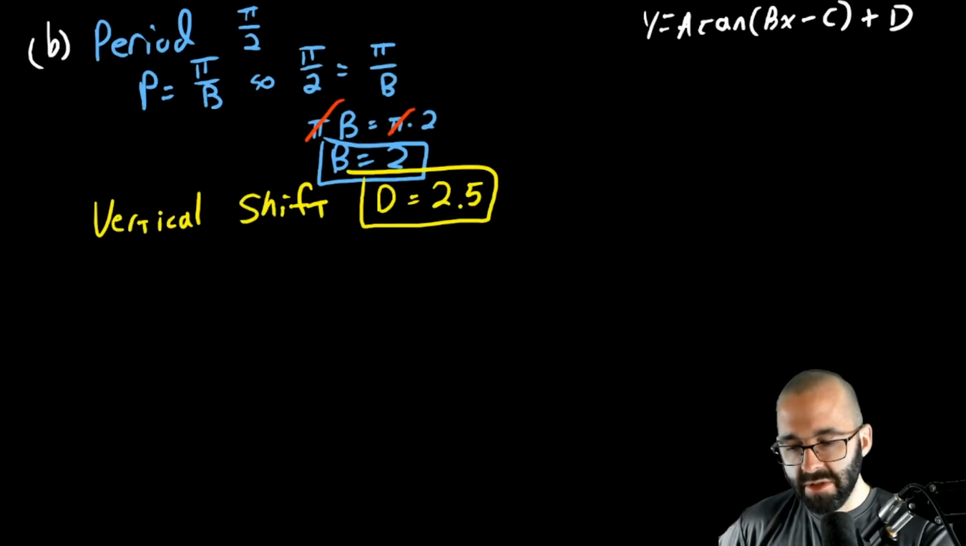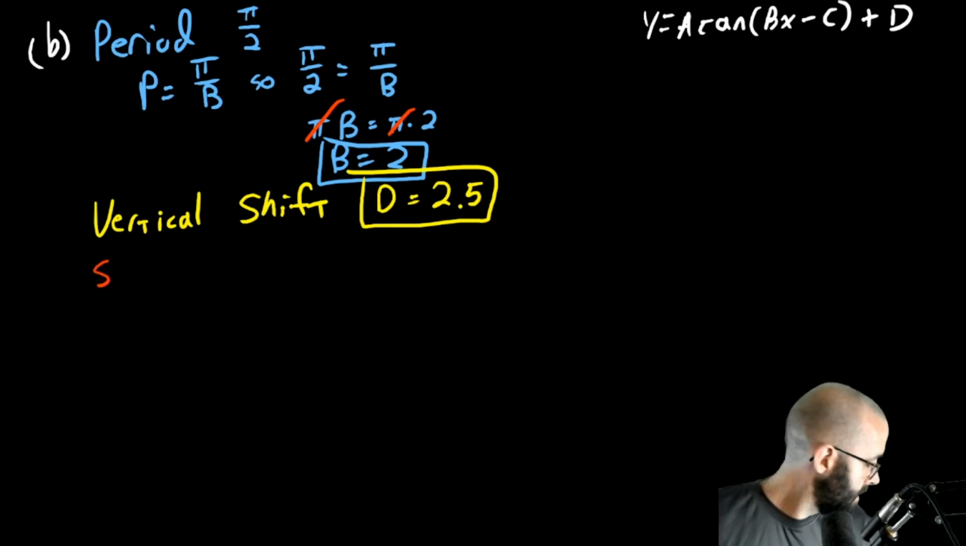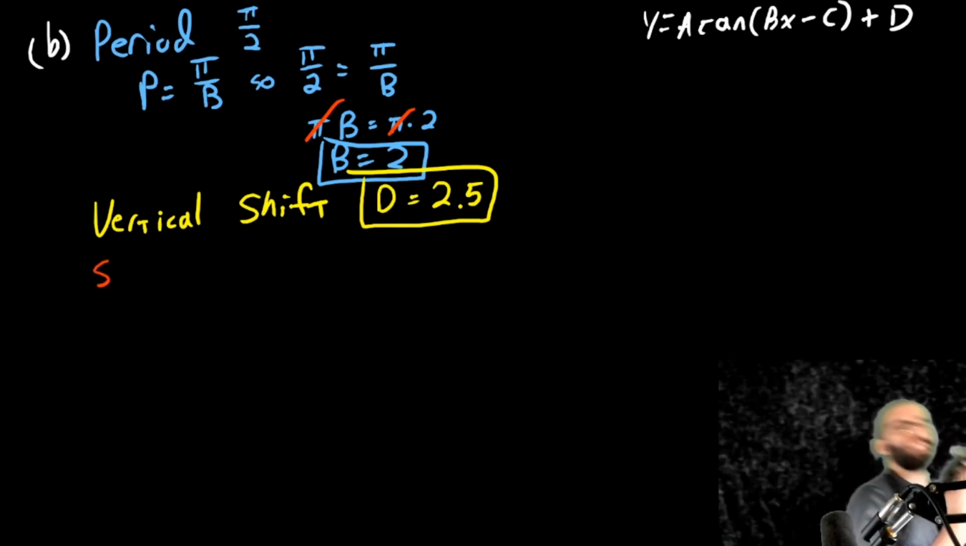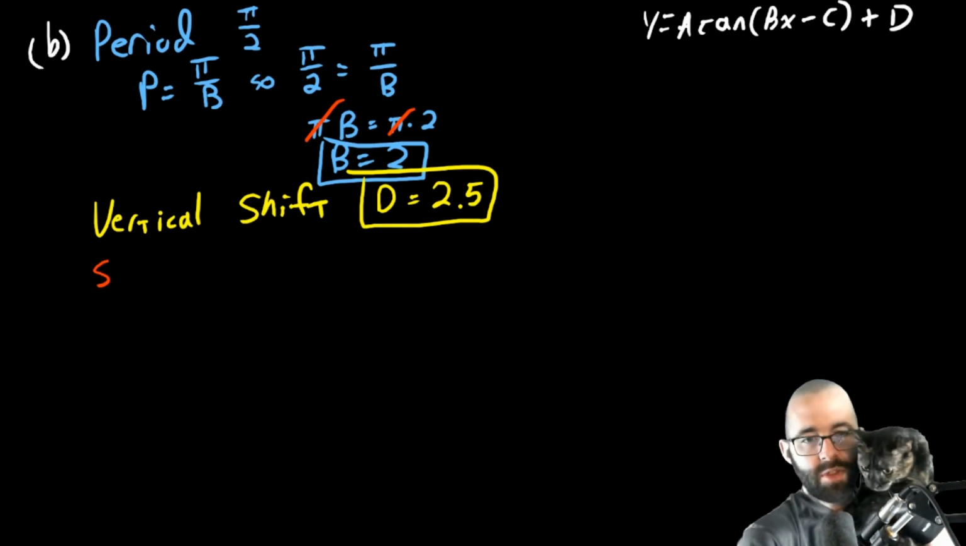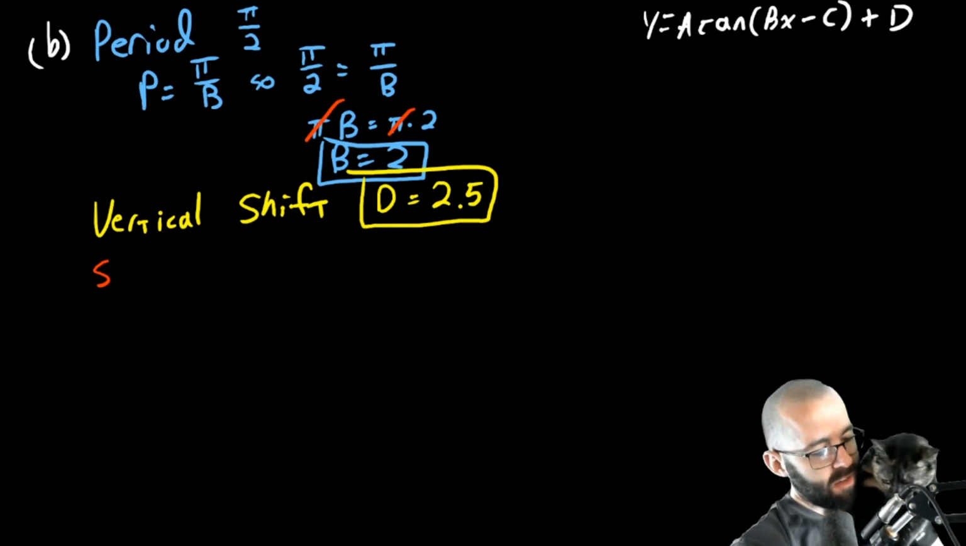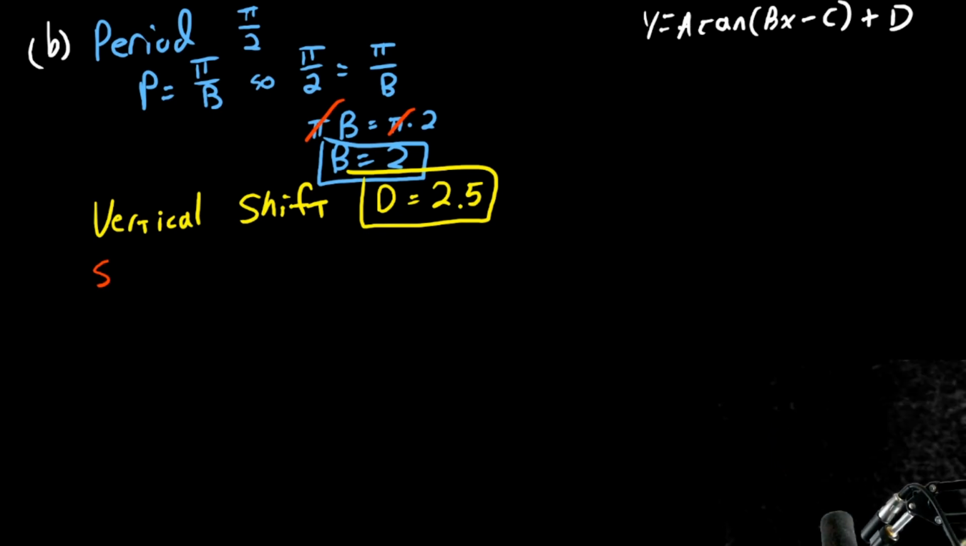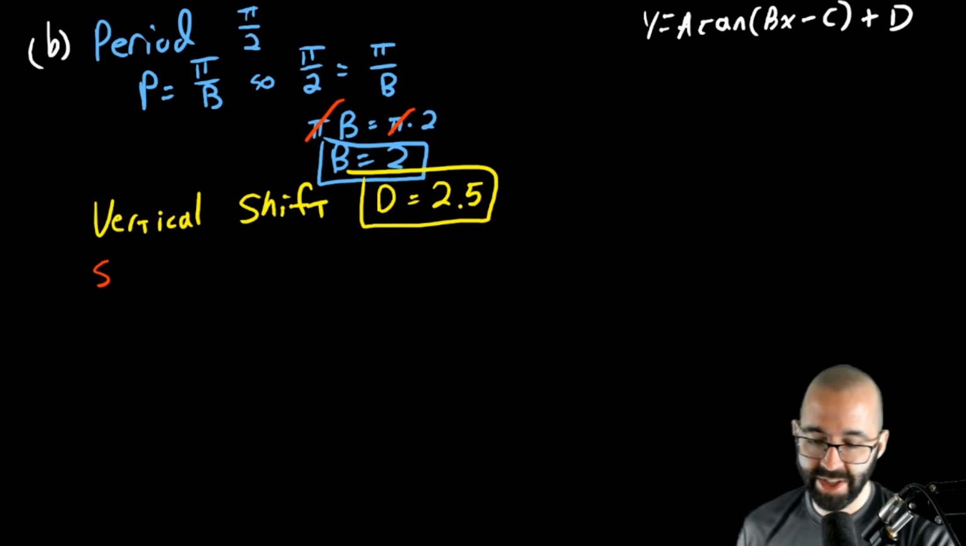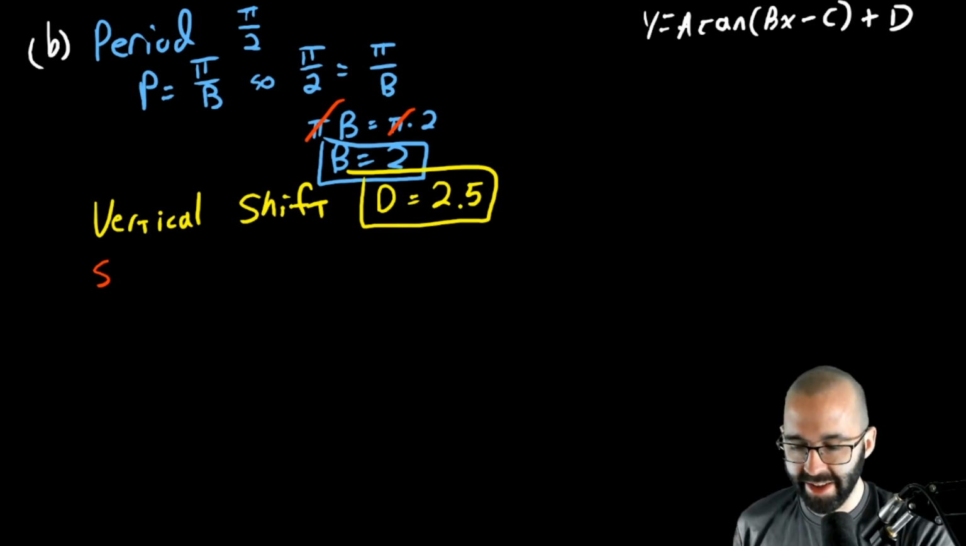Next, let's look at the stretching factor. October, don't you dare. October was causing troubles. October, tell them what the stretching factor is. It's the absolute value of A. She doesn't want to do math. Maybe you don't want to do math either.